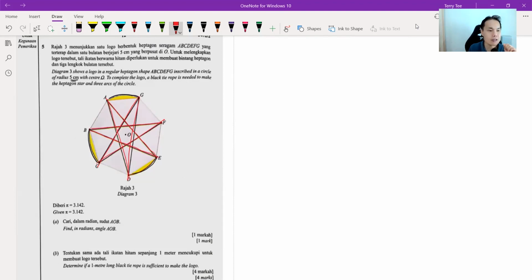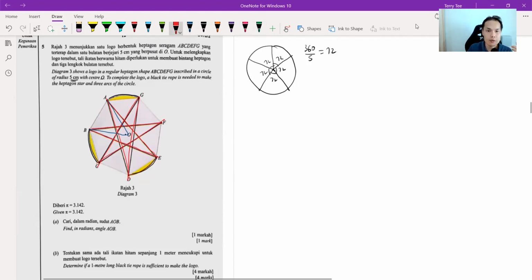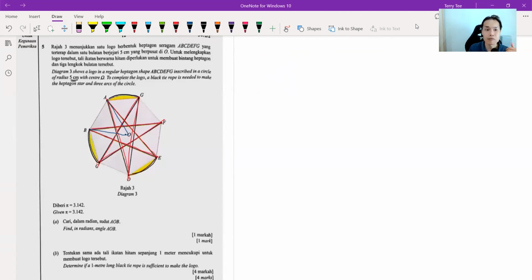First thing is we need to find angle AOB. Angle AOB is this. Let's recap. In Form 2, you learned this before. If I want to draw a regular pentagon, I take 360 divided by 5, which is 72. So I divide evenly at the center. Sorry, my diagram is not that accurate. This is 72 each. Join these together and you get a regular pentagon. If I want 5 sides, I divide by 5. If I want 6 sides, I divide by 6. If I want 7 sides, a heptagon, I have to divide by 7.